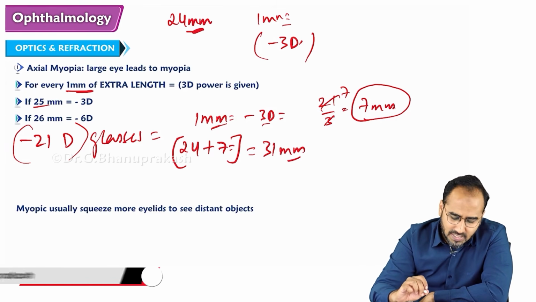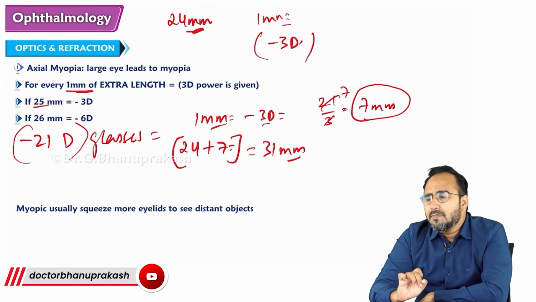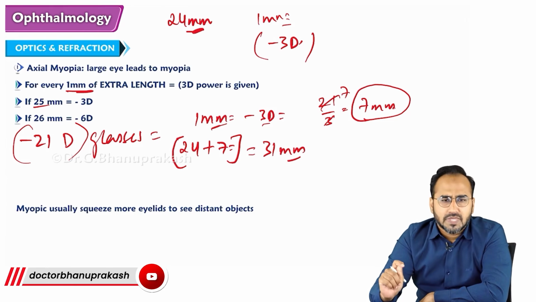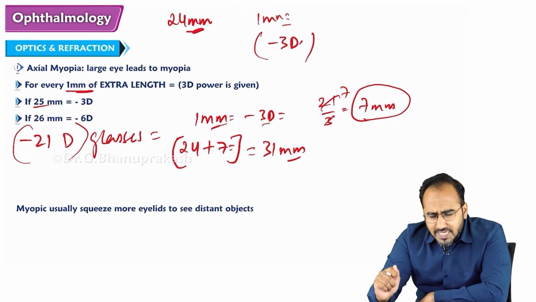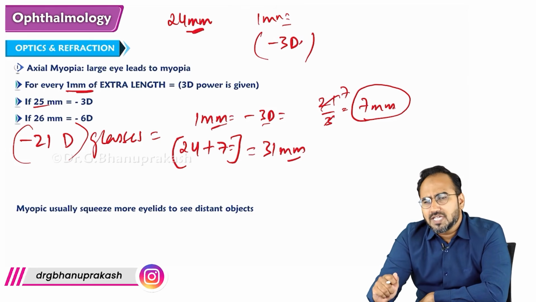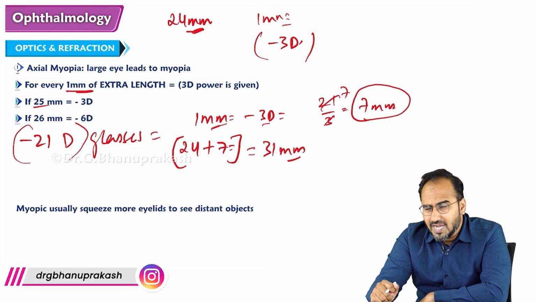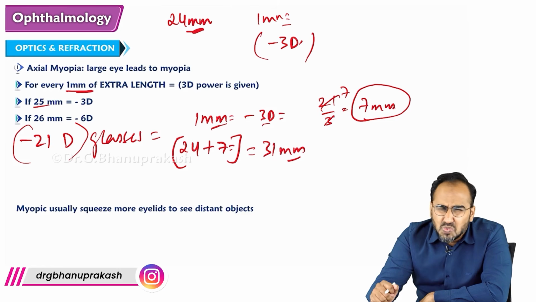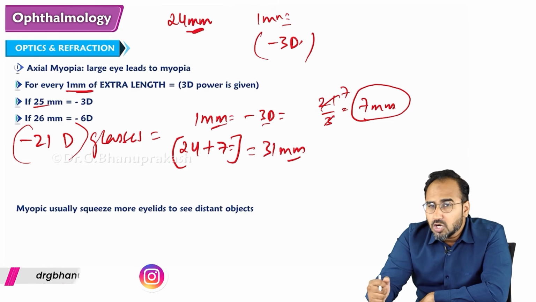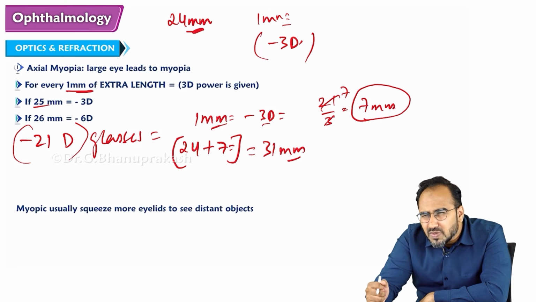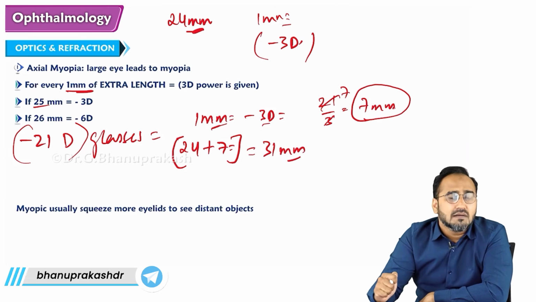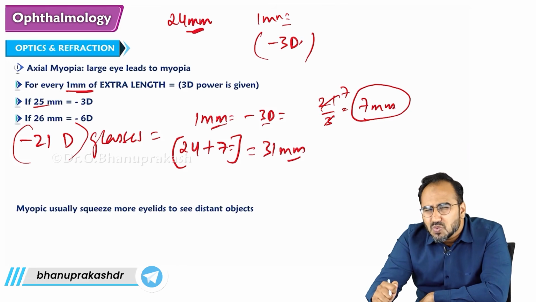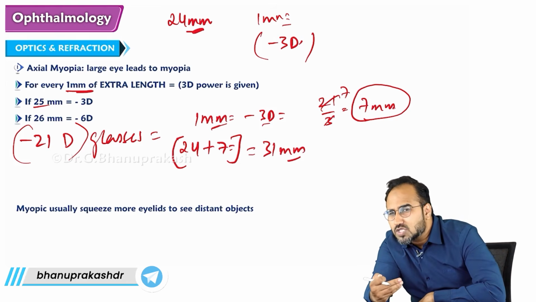That is regarding axial myopia. What is the complaint of the patient who is suffering with axial myopia? If it is a child, the parents will come with the child and say, doctor, the teacher says the child is sitting at the back bench and squeezing his eyes while looking at the board. When you are not able to see far things properly, you squeeze your eyes so that the light rays will focus on the retina. So myopics usually squeeze their eyes in order to focus the light rays on the retina.